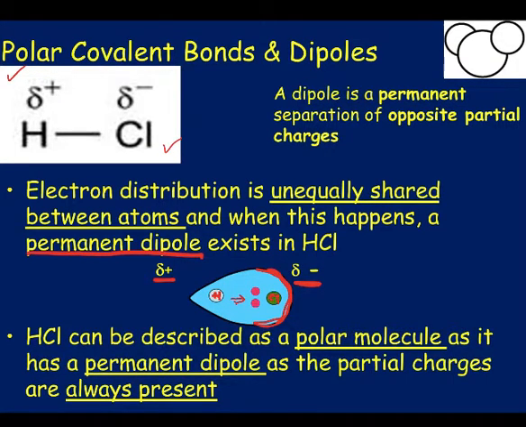So it's what's called a permanent dipole, and when we get onto intermolecular forces, we'll be talking about permanent dipoles. Di being two, pole meaning kind of opposites. So in this case, positive and negative, and it's going to always be present. So this may help you: a dipole is a permanent separation of opposite partial charges.